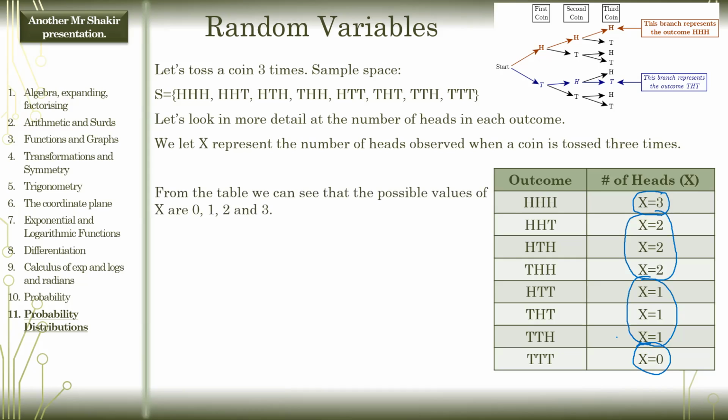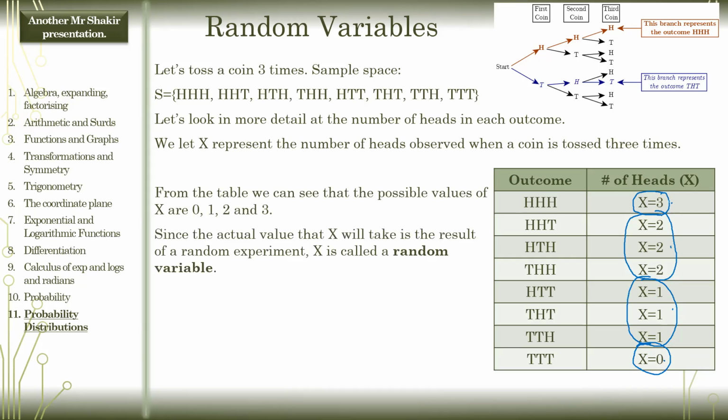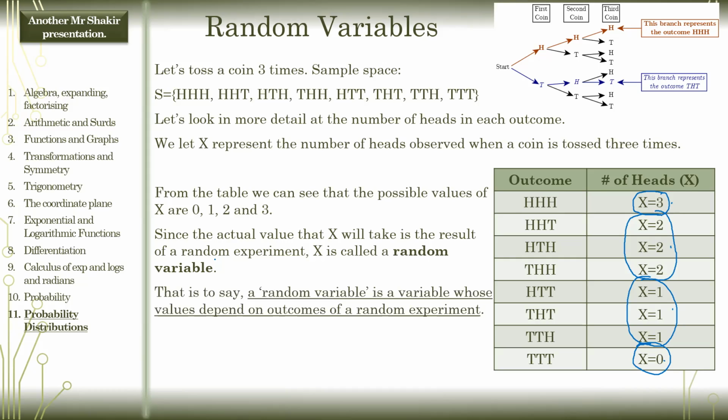Okay, moving on. Now from the table, we can see that the possible values of X are 0, 1, 2, and 3. Right? X can be 0, 1, 2, or 3. All right. Now, this is important, this is the definition that you need to understand and memorize. Since the actual value that X will take is the result of a random experiment, X is called a random variable. In other words, a random variable is a variable whose values depend on outcomes of a random experiment.